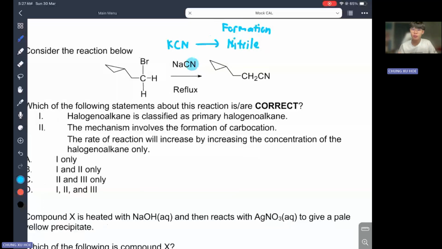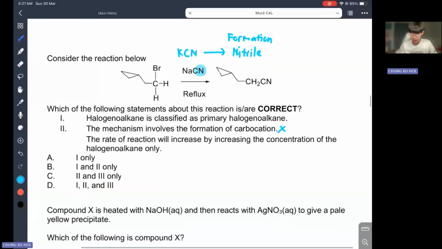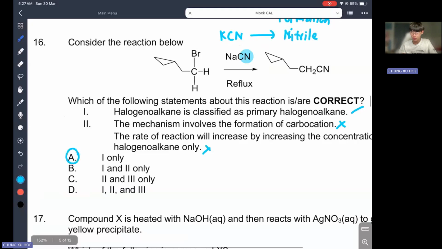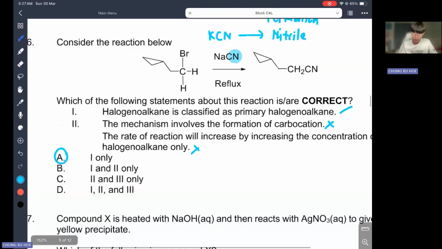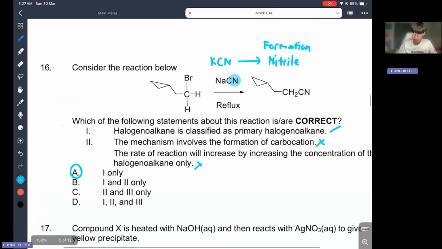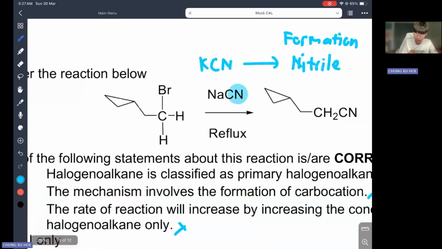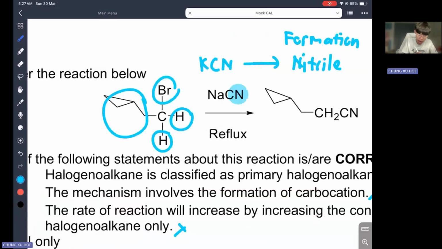The second one. The mechanism involved the formation of carbocation. No, it does not. The rate of reaction will increase by increasing the concentration of the halogenoalkane only. No, also. So the answer will be the first one. Okay. So here, I would say that with KCN is a formation of nitrile. So what happened is halogenoalkane is classified primary. Halogenoalkane is here, see H, and Br.